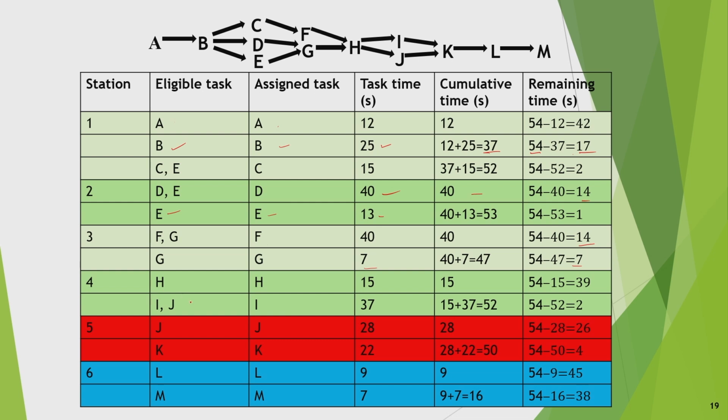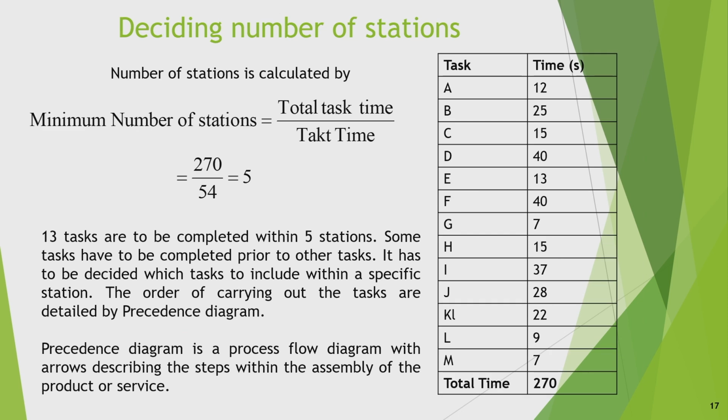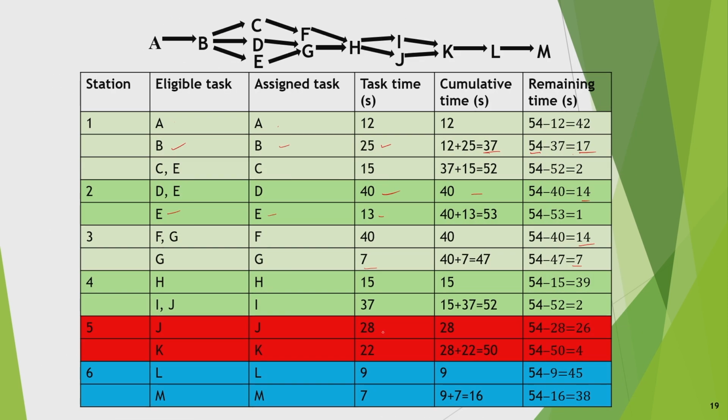Fourth station: now the eligible task is H, and it takes 15. So 54 minus 15 means 39. Then I and J both are eligible, because after H I can do either I or J, but I takes 37 seconds and J takes 28 seconds. So the maximum time is taken by I, 37, so you better assign I. Then 15 plus 37 is 52, and the idle time is 2.